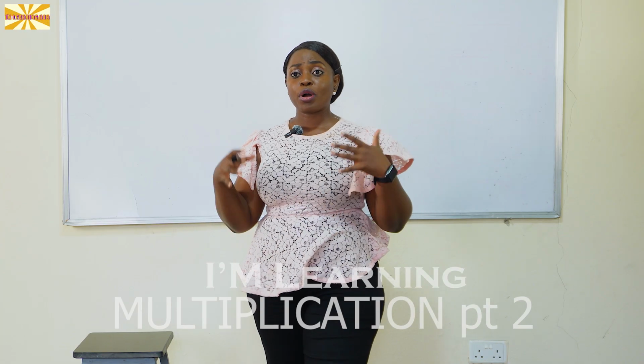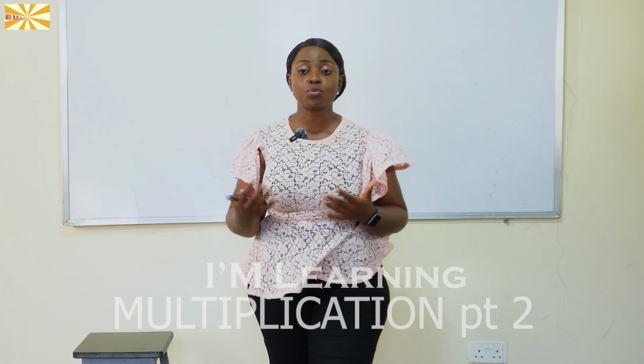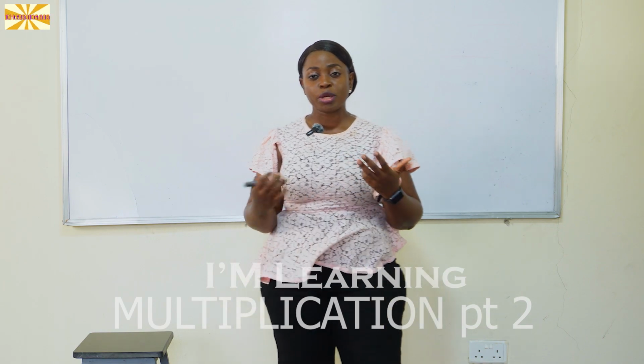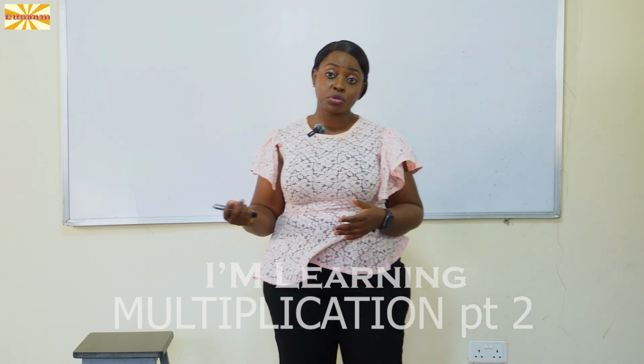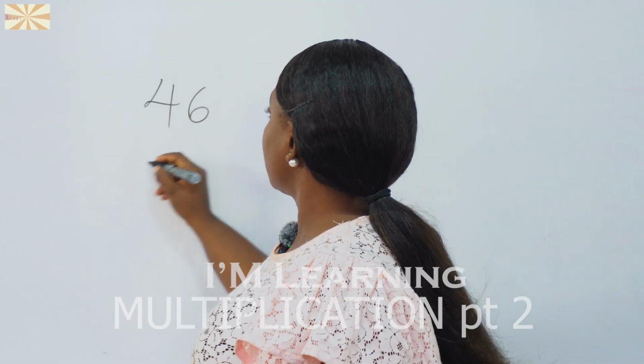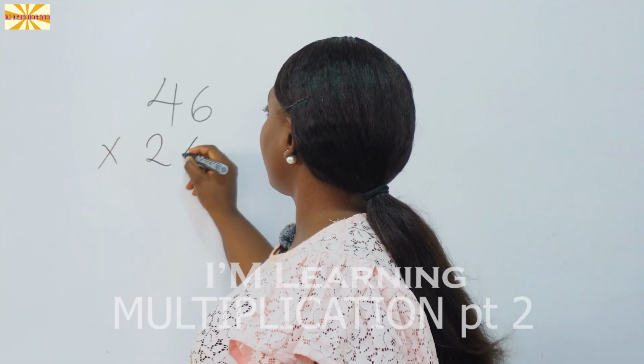Now that we've gone through our multiplication table, we've done our 2 and 3 digits by 1 digit multiplication. I'm here to show you how to do 2 by 2 digit multiplications and 3 by 2 digit multiplications. So say I have a number like 46 times 24.